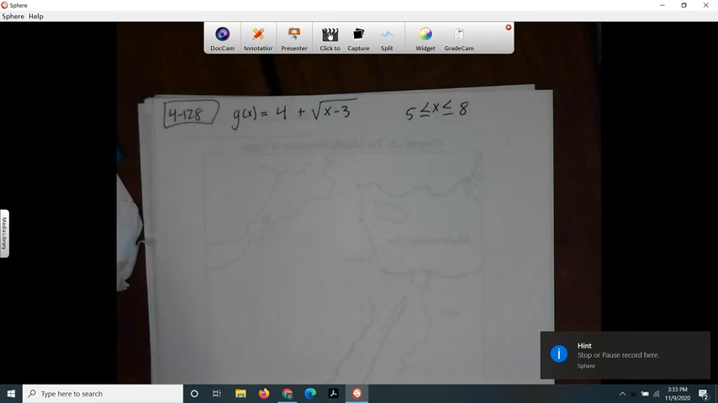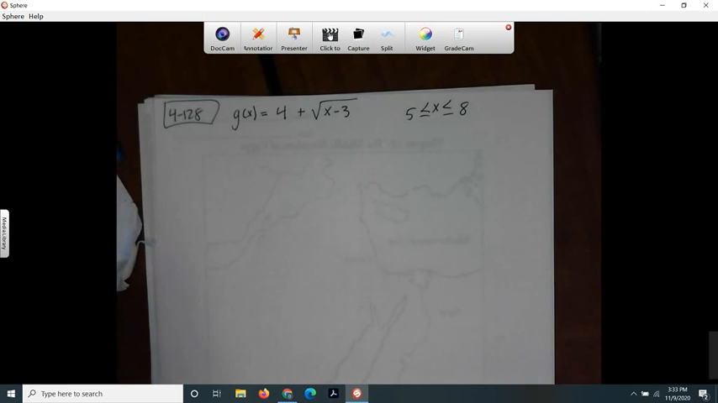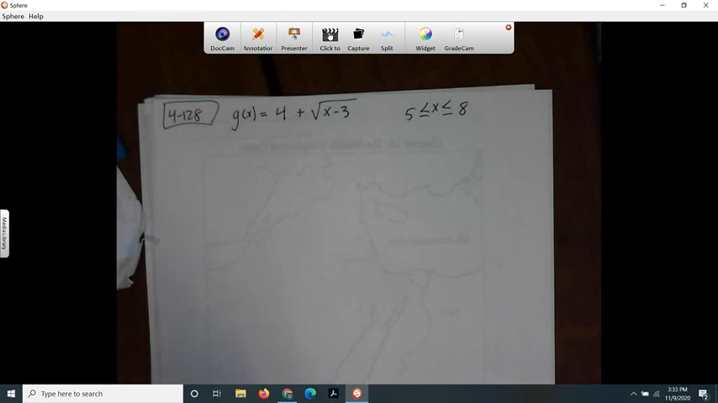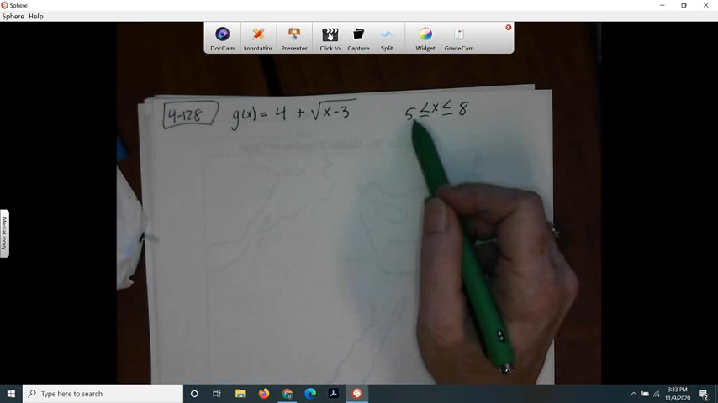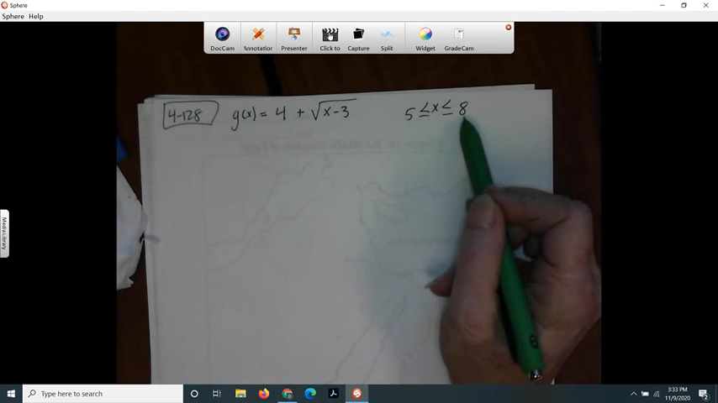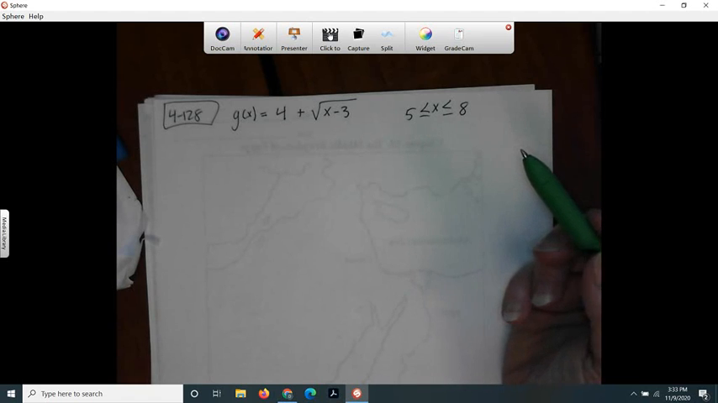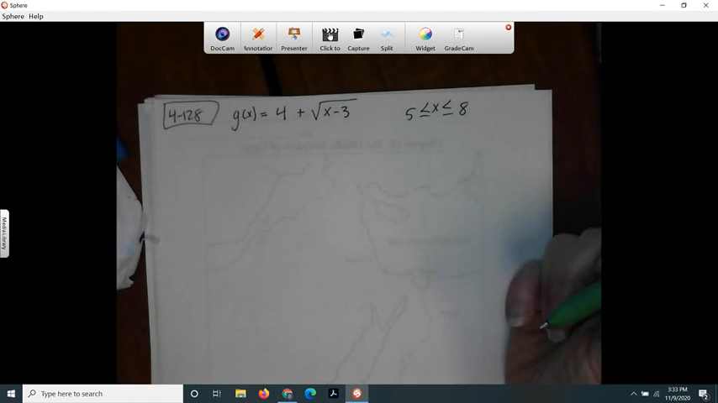Here's pre-calc, closure problem 4-128. It says sketch this function, which is just a square root function, and then approximate the area under the curve in the interval between 5 and 8 by both using 6. So I need 6 right endpoint rectangles and 6 left endpoint rectangles, and I have to write both of the sums using sigma notation.